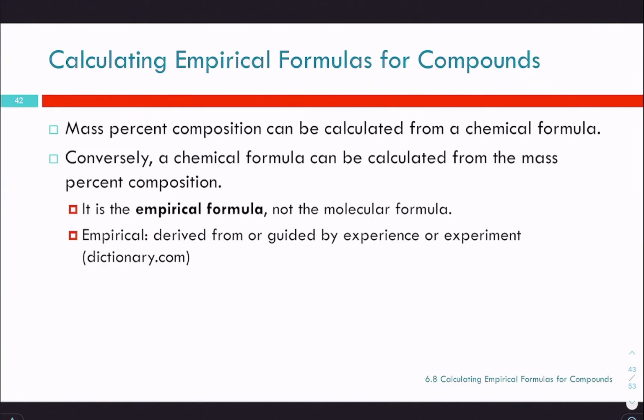All right, so our mass percent composition can be calculated from a chemical formula. Conversely, we can also calculate a chemical formula from mass percent composition. So if you have the mass percent of each of the constituent elements, like our previous example, hydrogen, carbon, and oxygen, then you can calculate a formula mass. And we talked about formula mass before. And it's the simplest whole number ratio of the elements. So derived from or guided by experience or experiment. You guys will do a lab on that, maybe even next week.